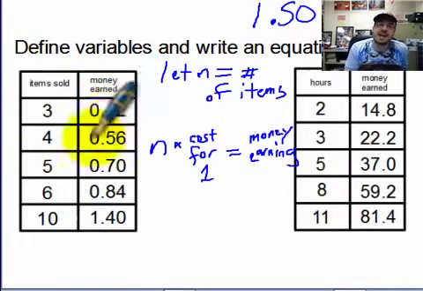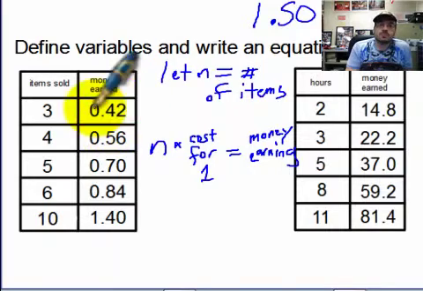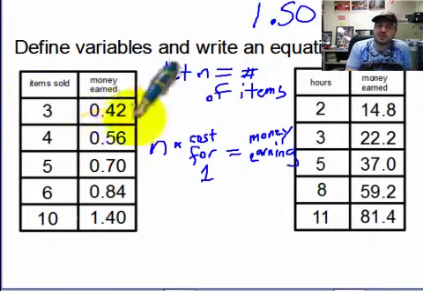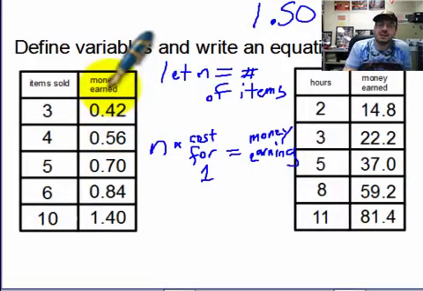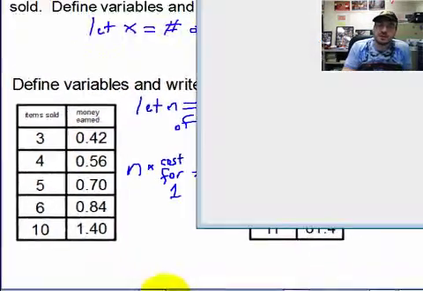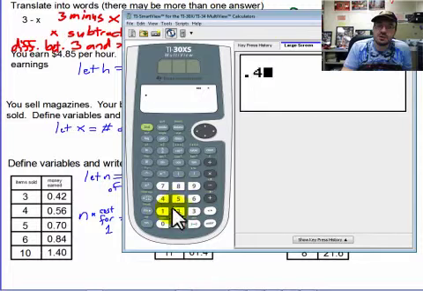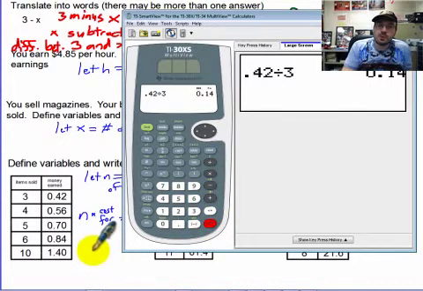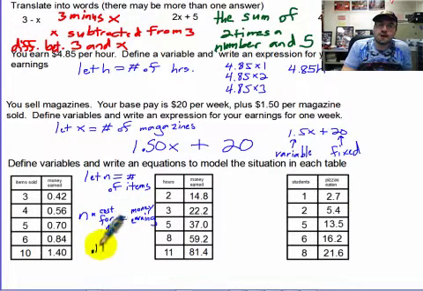So I need to figure out the cost for one, and I'm going to do that by doing the following. If I have 3 items earning me 42 cents basically, I want to divide that into 3 parts. So I'm going to take 0.42, divide it into 3 parts, and I get 0.14. So my claim is that the price or the earnings that I have on one item would be 0.14.